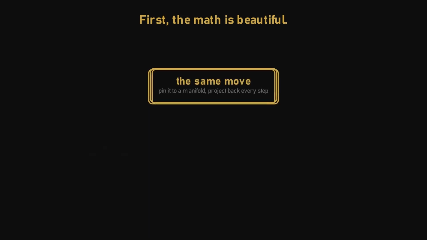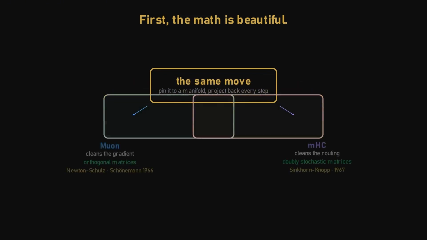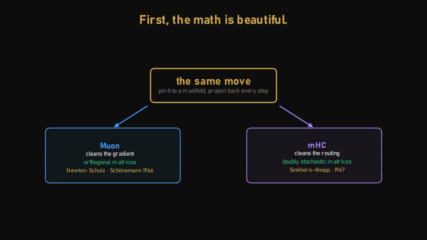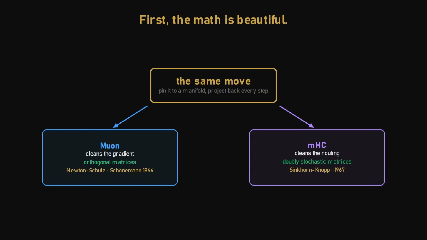A few honest reactions. First, the math is genuinely beautiful. 2 constraints born a year apart in the 1960s, each pinning one half of training to its own manifold. The update to the orthogonal matrices, the routing to the doubly stochastic ones. The same design move discovered twice, 60 years before anyone needed it. In a field where most tricks are ad hoc, Muon and mHC feel designed.